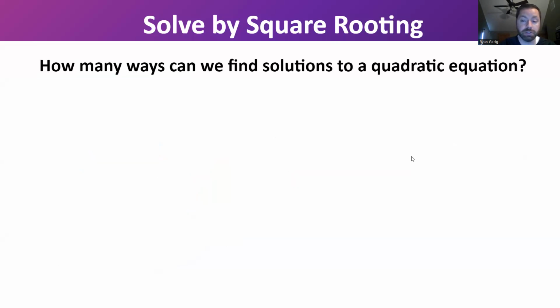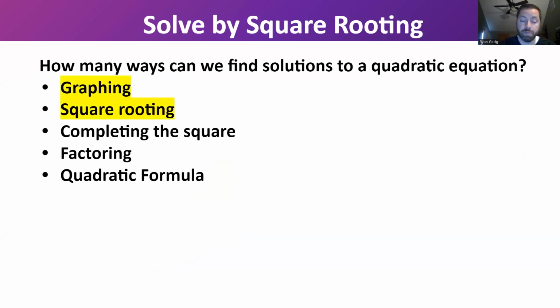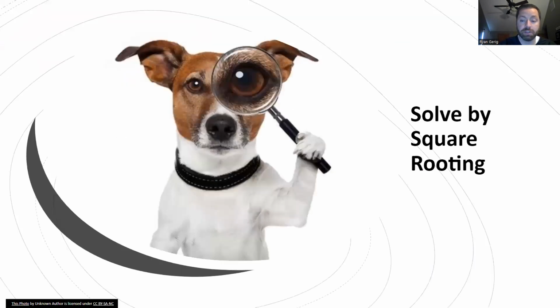How many ways can we find solutions to a quadratic equation? How many different methods are we allowed to use? Well, we've done graphing. We're going to do square rooting today. There's also completing the square, factoring, and the quadratic formula. Those are coming in the next few weeks. So at the end of this lesson, we'll be through 2 of those 5 methods. So, solve by square rooting.